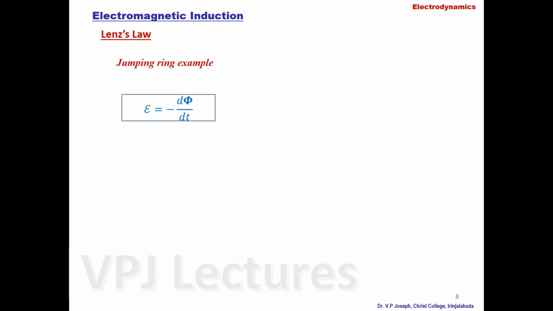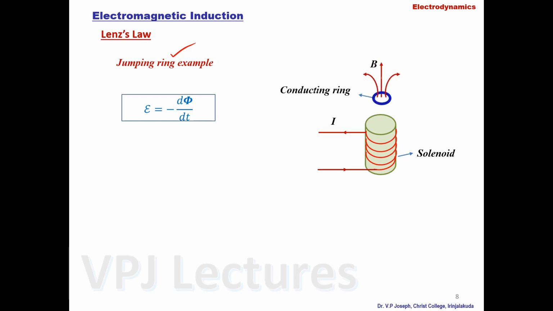Now another example called the jumping ring experiment may be added to this particular Lenz's law demonstration. Here the induced EMF is given by minus d phi by dt. In order to explain the jumping ring experiment, let us consider a solenoid wound over a soft iron cylinder, and suppose a conducting ring is placed here like this.